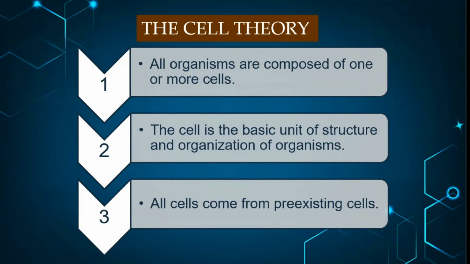The cell theory is made up of three main ideas. One, all organisms are composed of one or more cells. An organism may be single-celled, such as the organisms van Leeuwenhoek saw in the water. Others, like the plants and animals with which you are most familiar, are multicellular, or made up of many cells.